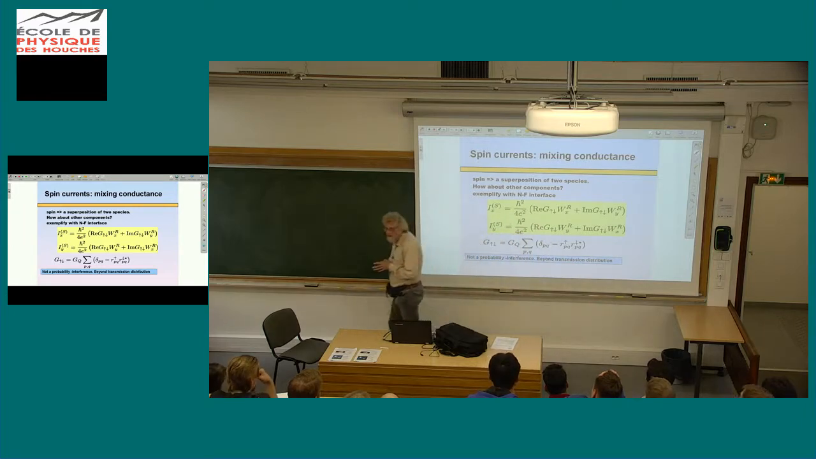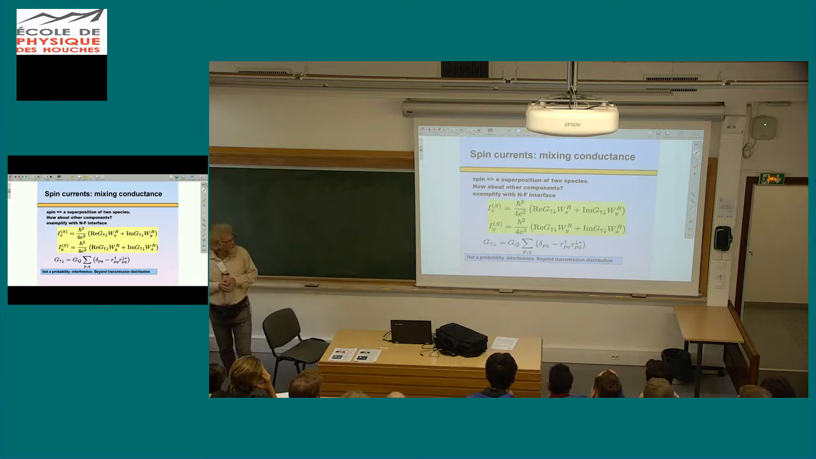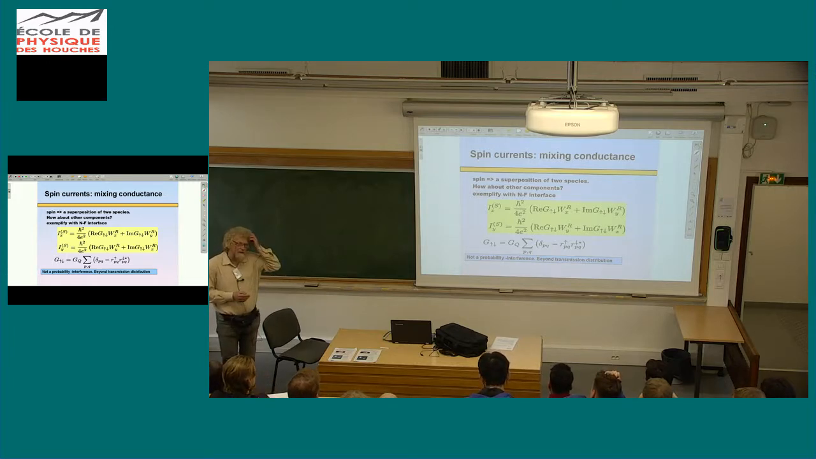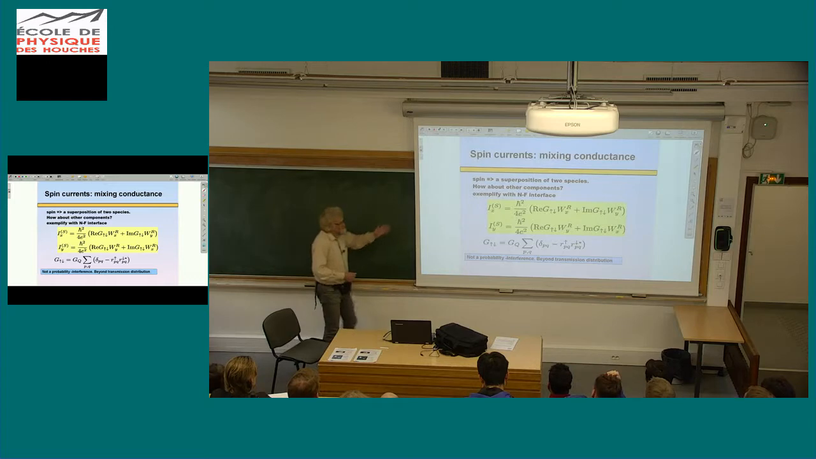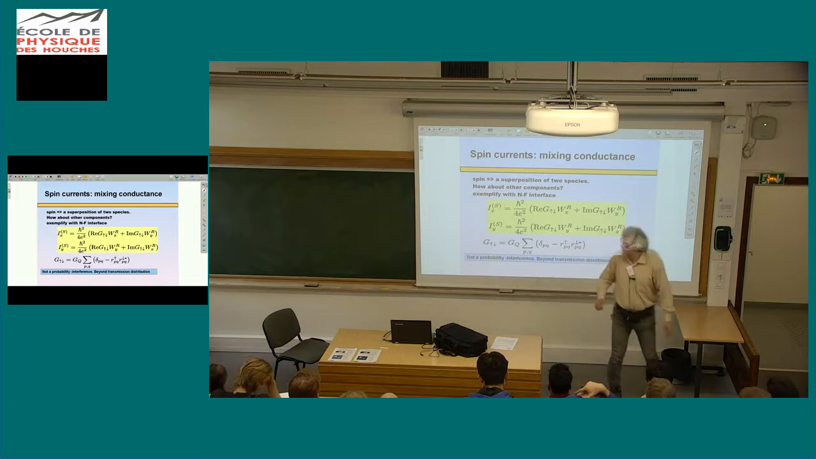So we have another coefficient of dimension conductance, which characterizes spin properties of the interface of the nanostructure. This is called mixing conductance. That coefficient can be computed with scattering theory. Look at this expression.